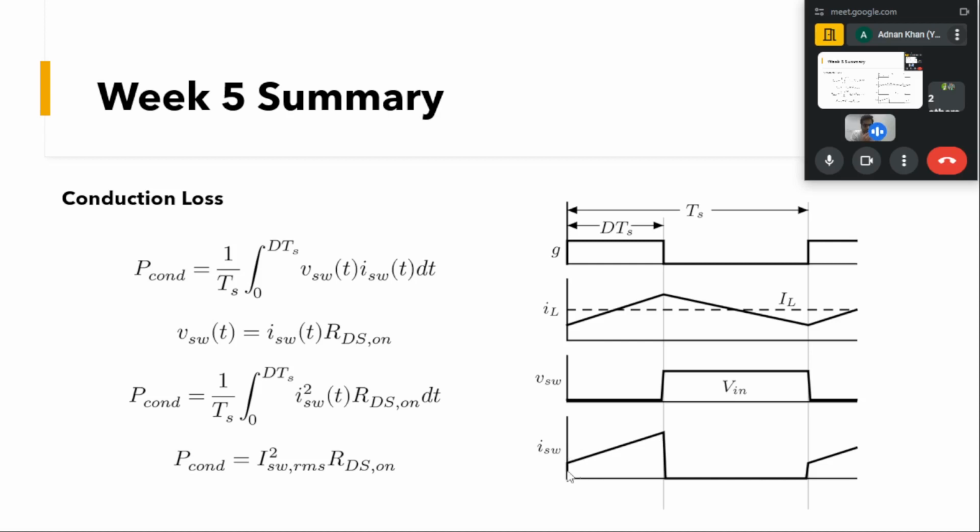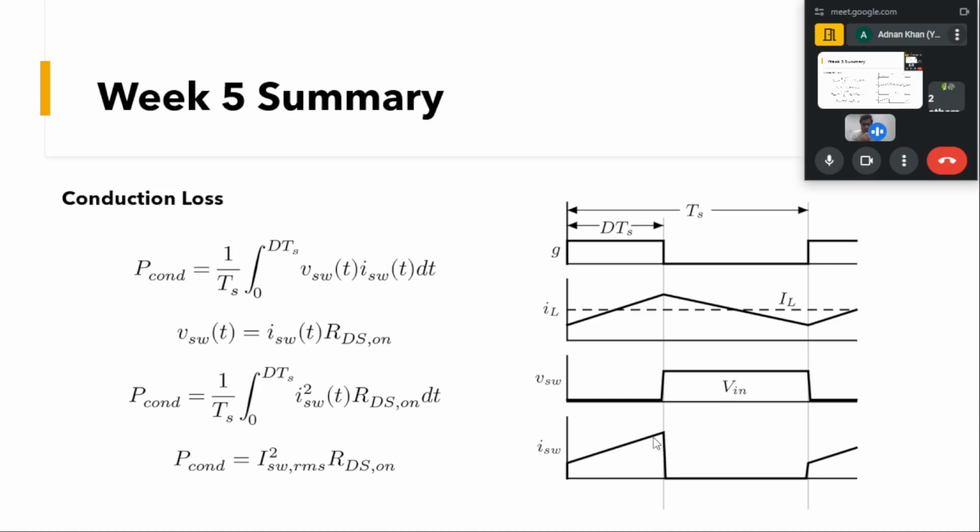At the start of the interval, whenever the switch turns on, there will be a turn-on switching loss associated with this. And at this point, at the end of the DTs interval, there will be a turn-off switching loss associated with this point. And during this interval, there will be a conduction loss.